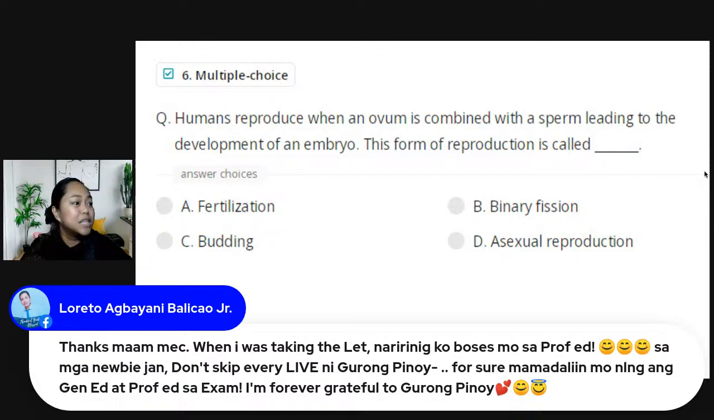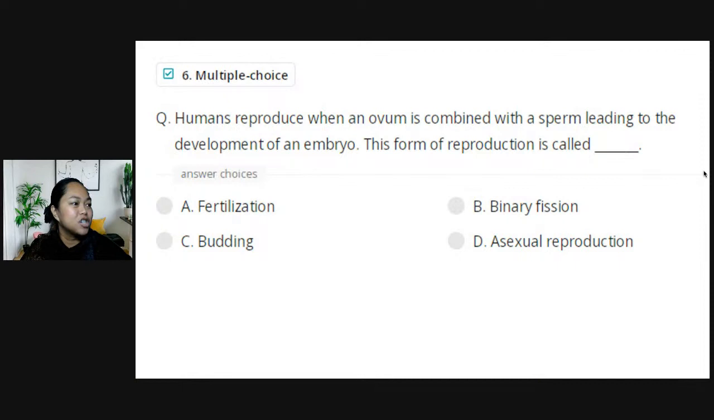Sa mga newbies dyan, don't skip every live ng Gurong Pinoy for sure. Mamadaliin mo na lang ang Gen Ed at Prof Ed sa exam. I'm forever grateful to Gurong Pinoy. Congratulations, President Loreto Agbayani Balikaw Jr. Congratulations po, LPT na siya, ganap ng LPT, magtuturo na si Sir. Okay, malapit nang mag-join sa teaching force natin. Congratulations again, Press. I am so happy for you.